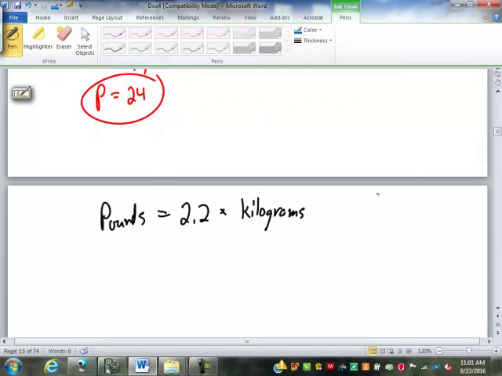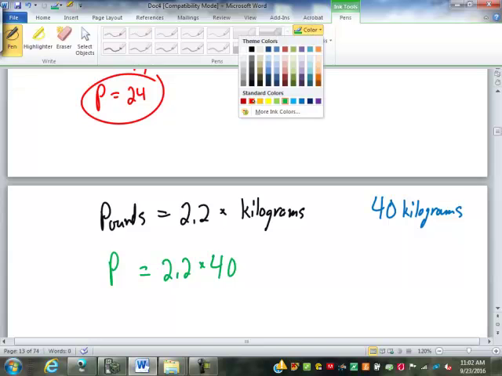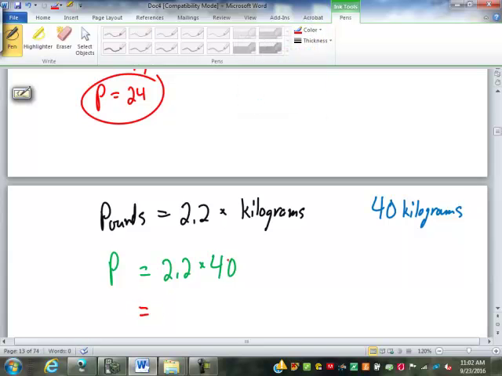So if I am told that a patient is 40 kilograms, how much do they weigh in pounds? Well, I am going to abbreviate that now with P and K. P is equal to 2.2 times, replace kilograms with 40. And all we have to do is multiply out. 2.2 times 40 is 88. So that patient would be 88 pounds.